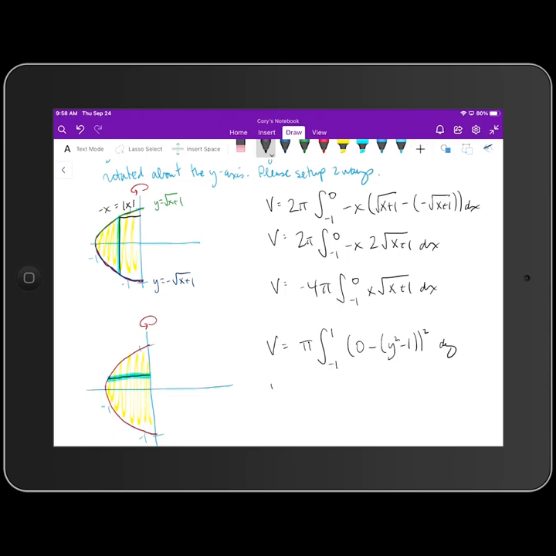So volume here would be pi times the integral from -1 to 1. If I distribute the negative across both terms, we get 1 minus y squared, quantity squared, which we're integrating with respect to y. And that right there is going to give us the volume utilizing disk method with respect to y.